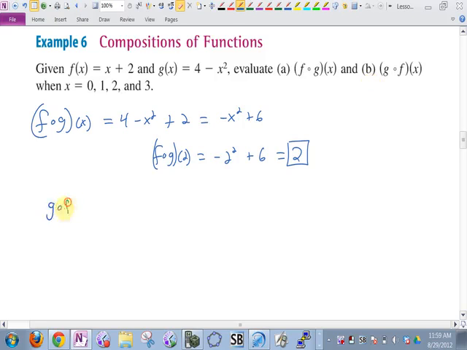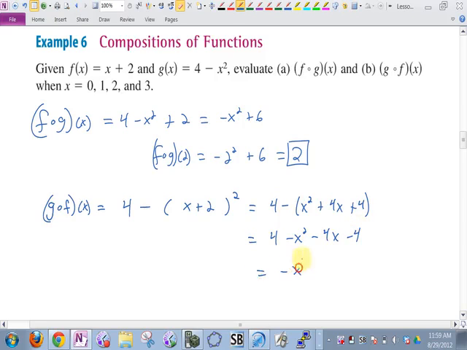Now let's find g composed f of x. So now I want to take the function g, 4 minus input squared, and what is my input? X plus 2. So now if we want to simplify that down, we have to FOIL, distribute that negative, combine like terms, we get negative x squared minus 4x. As far as presenting a final answer, depending on the context of the problem, we usually don't present final answers in factored form.